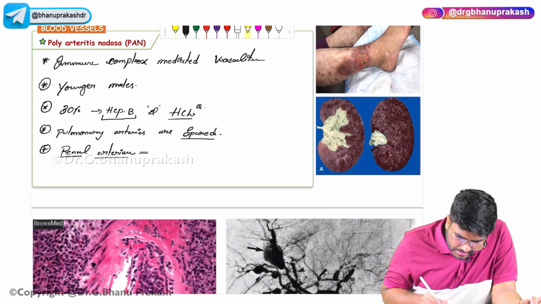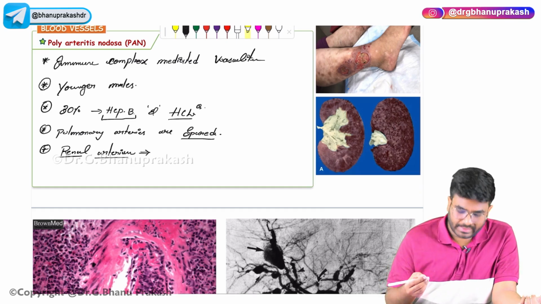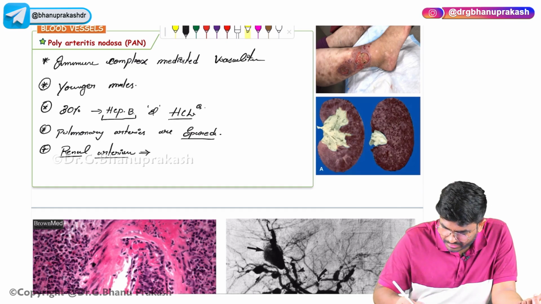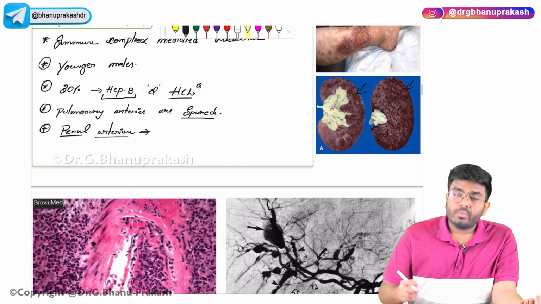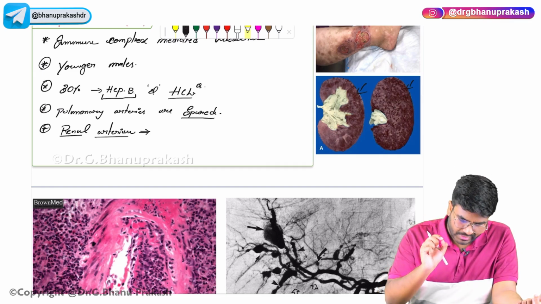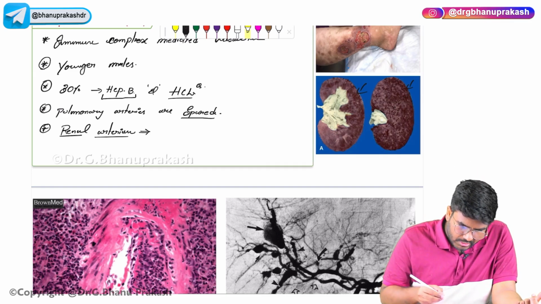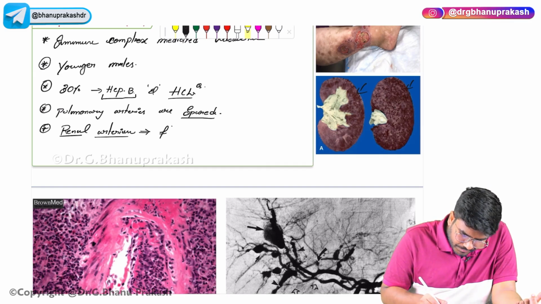Because of this renal artery involvement, if you look at the kidney, it's going to have a flea-bitten appearance. I hope you can see here, the kidneys are going to have all these spots, small hemorrhages, which are also called a flea-bitten appearance.